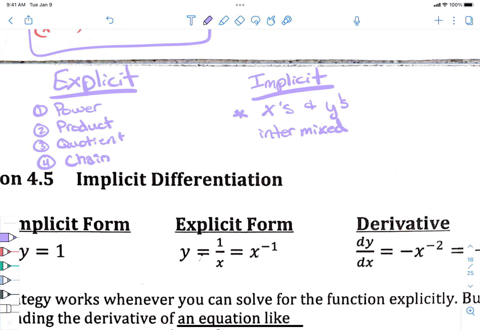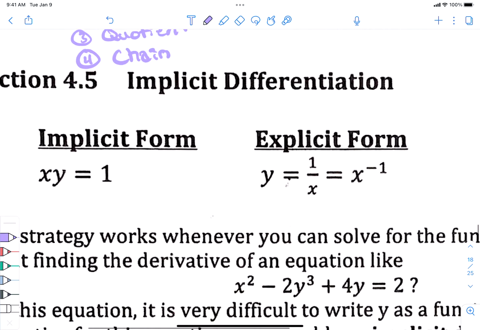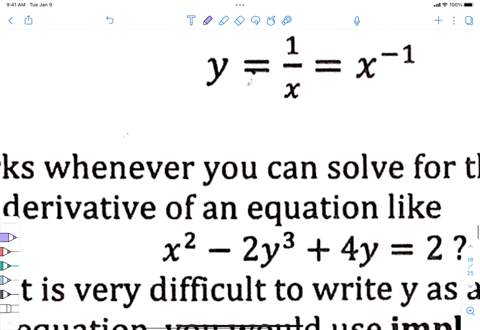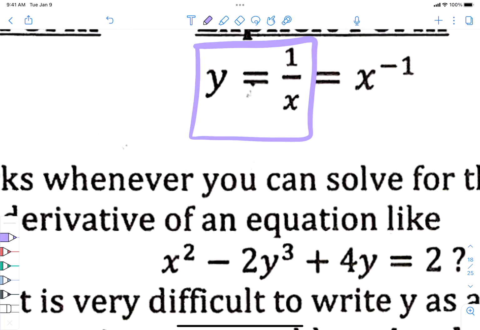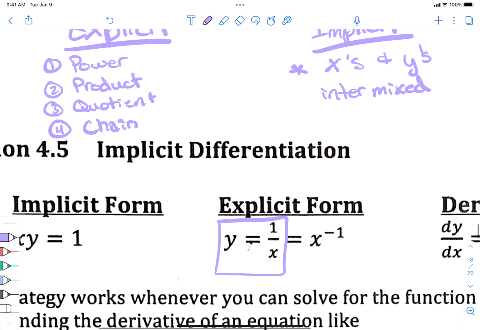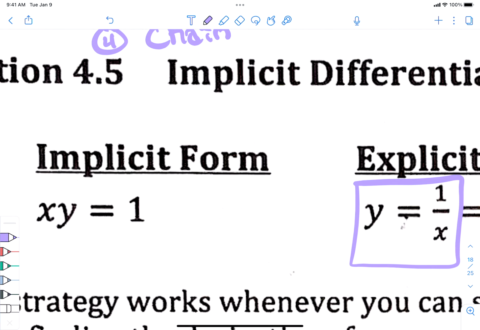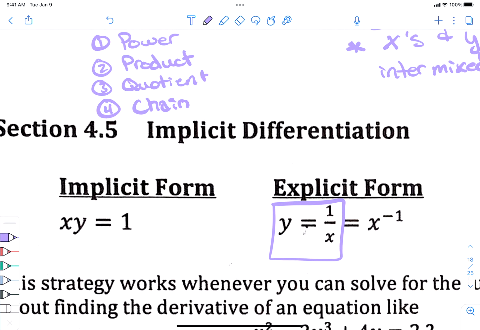Okay, so implicit. In implicit differentiation, you have x's and y's that are intermixed with each other. So let's look at the difference between implicit and explicit and how you know when you need to use them. For explicit differentiation, circle or put a box around this. What we're trying to do is find the derivative of that. We would probably just move x to the top like they did here and just find the derivative. Implicit, though, would be if the x's and y's are on the same side of the equal sign together, and it's like, how do we deal with that? So implicit versus explicit, here we go.